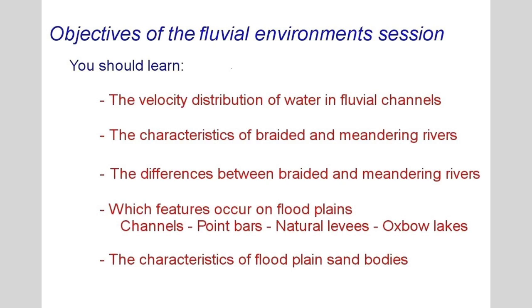And we can also take a look at the characteristics of braided and meandering rivers. Because of the two types of rivers that we just mentioned, we'll take a look at the differences between them. We'll take a look at some of the deposits related to both kinds of rivers. We'll take a look at channels, point bars, natural levees, and Oxbow lakes. Then we'll take a look at the characteristics of floodplain sand bodies. The reason that we care is because these are some of the reservoirs that we are looking for.